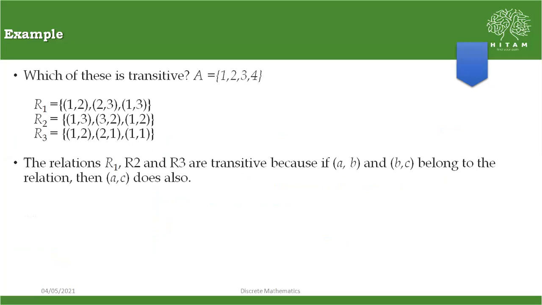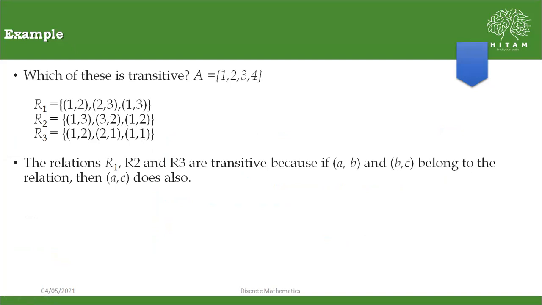Everyone please observe here: (1,2), (2,3) is there, then (1,3) I mentioned here. Next, in R2 equal to (1,3) and (3,2), simply I want to mention it is (1,2). And coming to the next one, (1,2), (2,1), then simply I want to mention it is (1,1). It is a transitive relation.